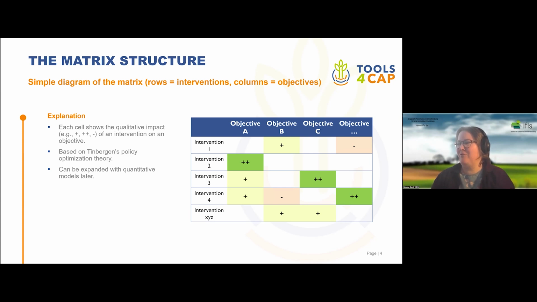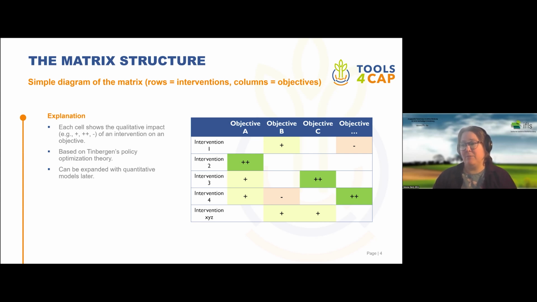To show you what in principle an IOI matrix looks like, I have created a very simple example here. In this example, we have the interventions in the rows, so all the interventions that are available in that context. Each intervention gets a row, and the objectives are in the columns. That can also be turned around and doesn't make any difference. It's more a visualization question, what fits better.